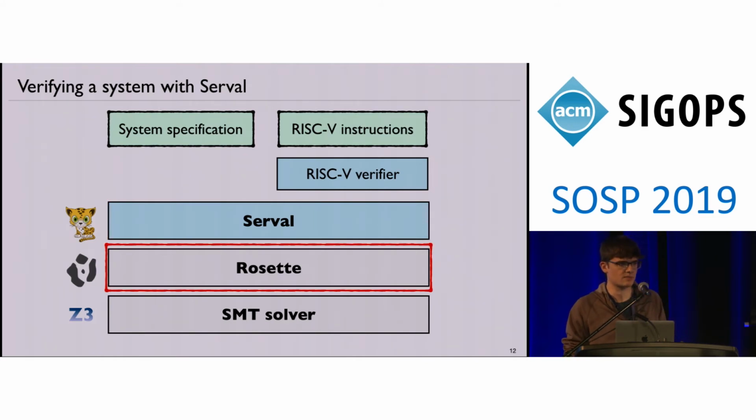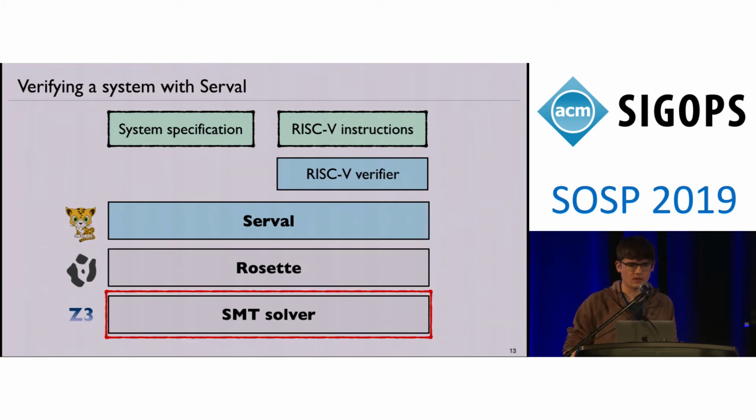Serval itself is implemented in Rosette, which is an extension to the Racket programming language that provides support for verification tasks and an interface to an SMT solver. Ultimately, the SMT solver is responsible for discharging the verification conditions. Now, to make this more concrete, let's look at a specific task that a developer might want to use Serval to verify.